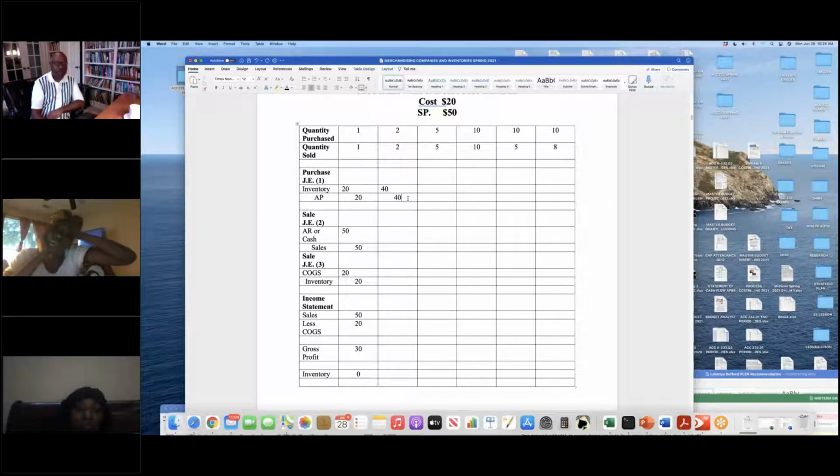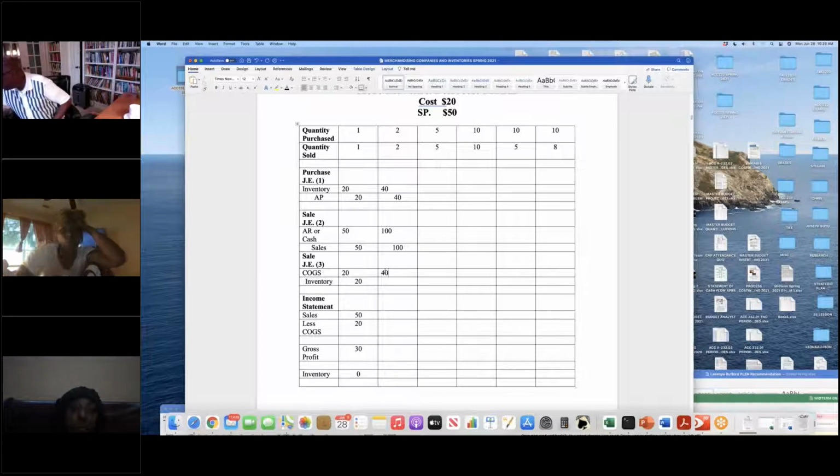And then it's going to be $100 cash and $100 sales. Since you sold 2 pairs of shoes, you got $100. Debit cash $100, credit sales $100. Now, what's our cost going to be now? 40. So our cost is $40.